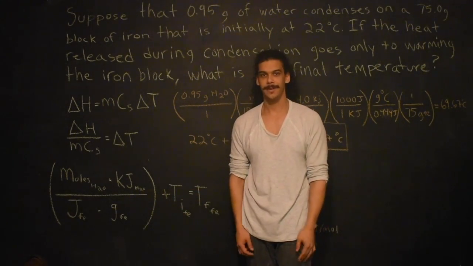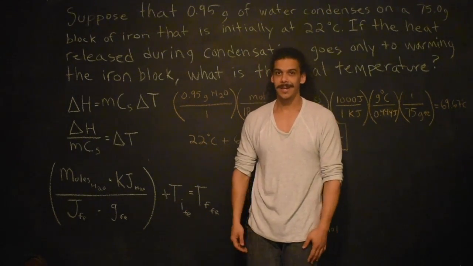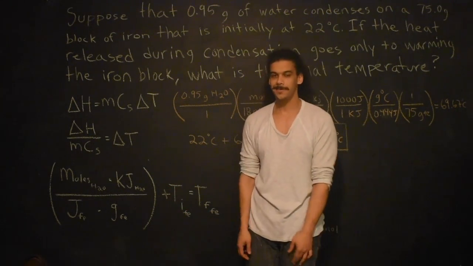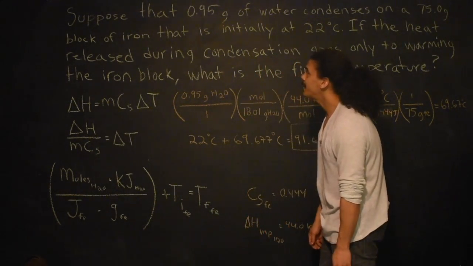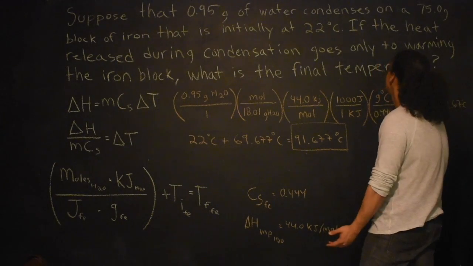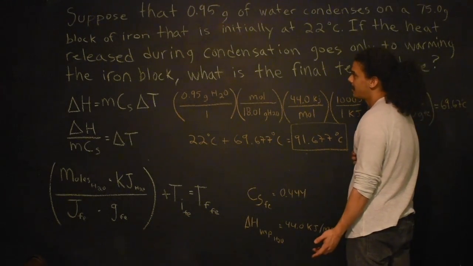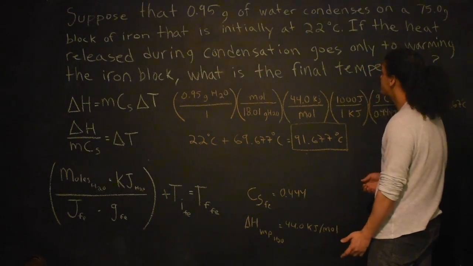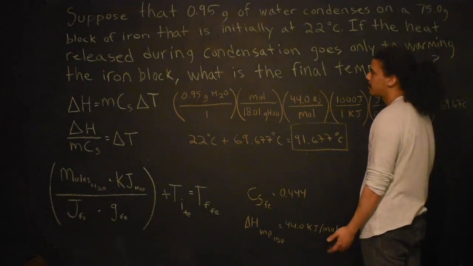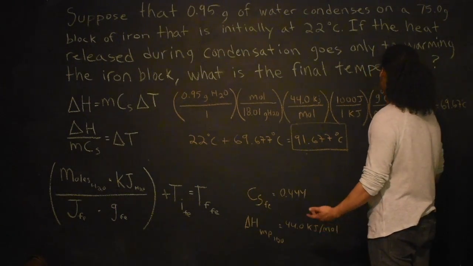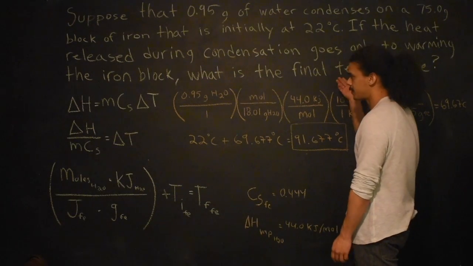3, 2, 1. Alright, so I'm going to go over a heating curve question. Let's start. Suppose that 0.95 grams of water condenses on a 75 gram block of iron that is initially at 22 degrees Celsius. If the heat released during condensation goes only to warming the iron block, what is the final temperature?